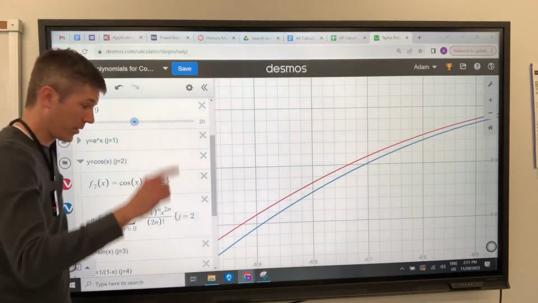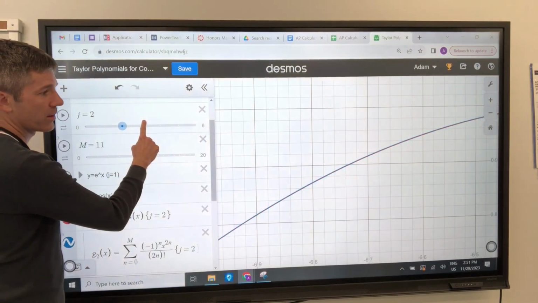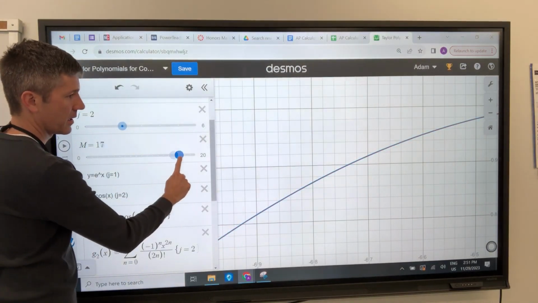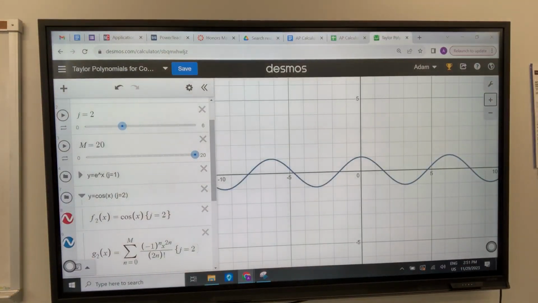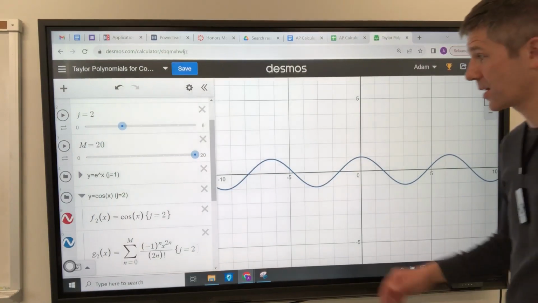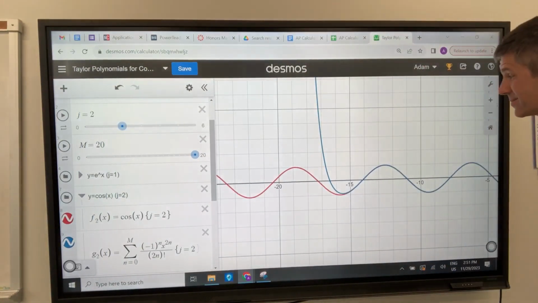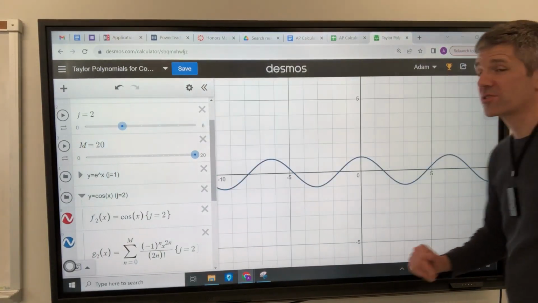See? Now watch this. As I continue to drag M over, they get closer and closer to each other until they are basically, from what we can see from this window, the same thing. They are not the same thing, but up to a point, they're so close that you can't even tell. So, excellent approximation. This is fun.